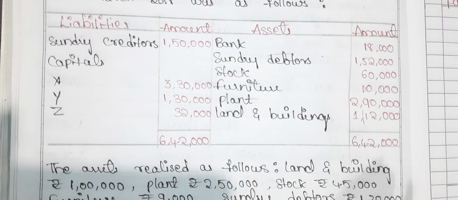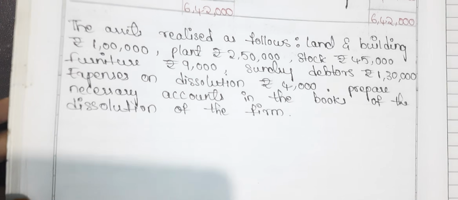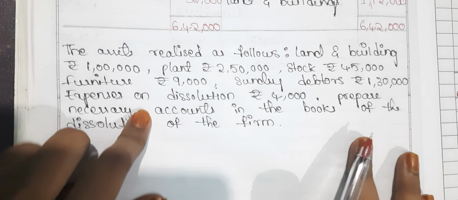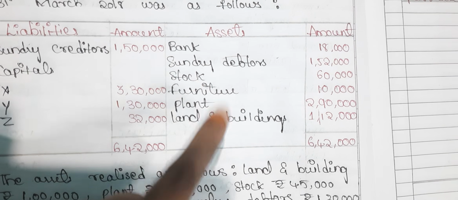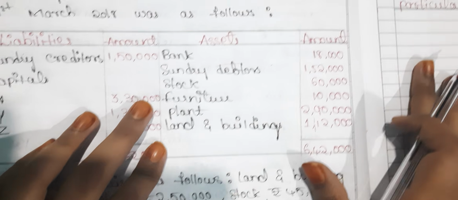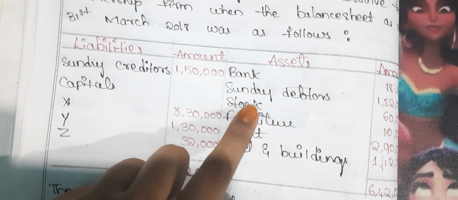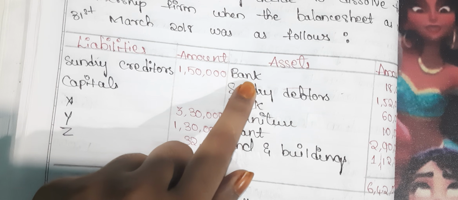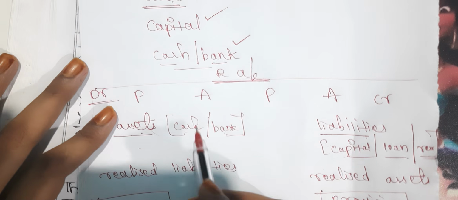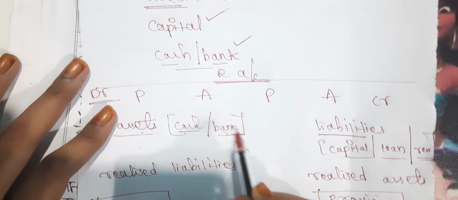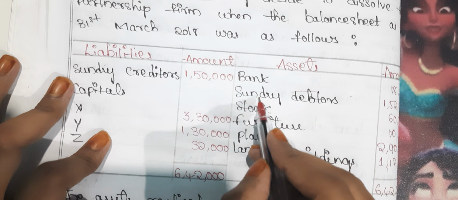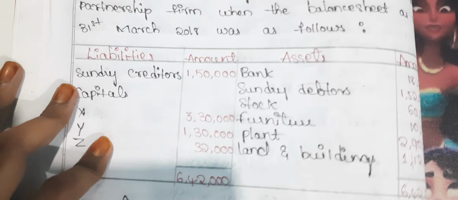Now let us prepare our realization account. Here you can also see the terms, but first we will go with the balance sheet. As I said, assets all on the debit side and liabilities all on the credit side you need to take. In the asset side, what are there? Bank and cash you should not take. So what will we take? Sundry debtors, stock, furniture, plant.